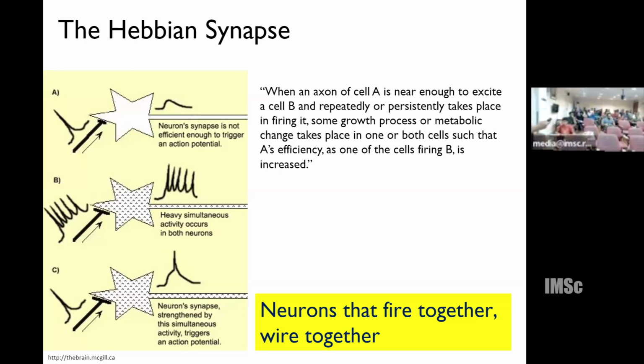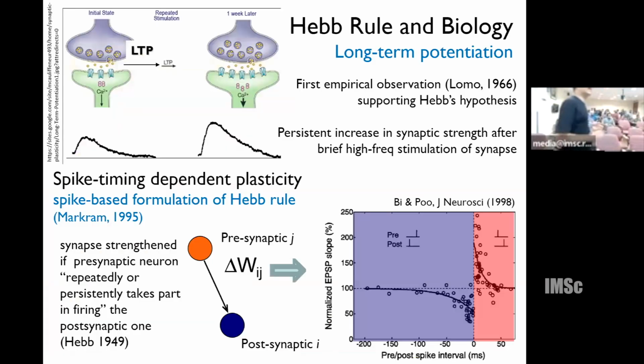So this simple Hebbian prescription was thought to be just a cartoon version of how we learn, until, again, experiments showed that the brain actually does that. So in 1966, the first empirical observation of this Hebb rule was made, and the biologists called it long-term potentiation.